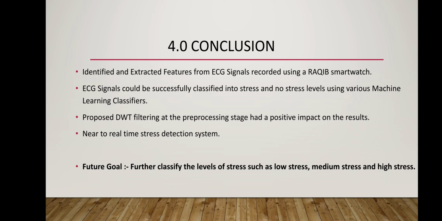In conclusion, I would like to say that by this research, we identified and extracted features from ECG signals recorded using the Rakib smartwatch, and the ECG signals could be successfully classified into stress and no stress levels using machine learning classifiers. The proposed DWT filtering at the pre-processing stage had a positive impact on the results, and this system was near to a real-time stress detection system. Our future goal will be to classify the levels of stress as low stress, medium stress, and high stress.